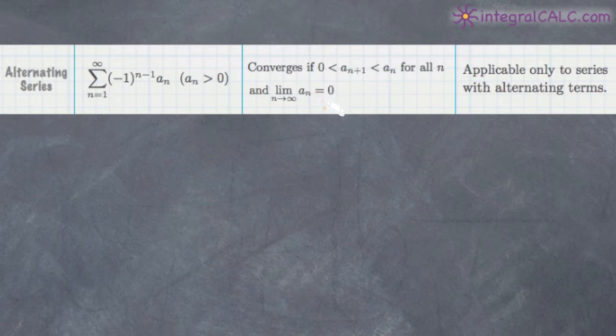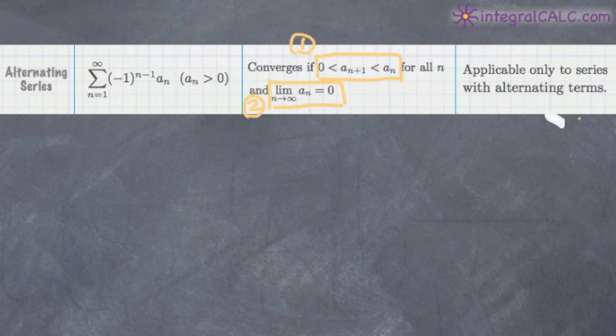So what we see here is that in order to conclude that an alternating series converges, we have to show two things. One, we need to show that a sub n is always greater than a sub n plus 1, which is also always greater than 0. And two, we need to show that the limit as n approaches infinity of a sub n is equal to 0. So those are the two things that we need to do, and I'll call them 1 and 2. We'll start with piece number 1, where we need to show that a sub n is greater than a sub n plus 1, which is greater than 0.